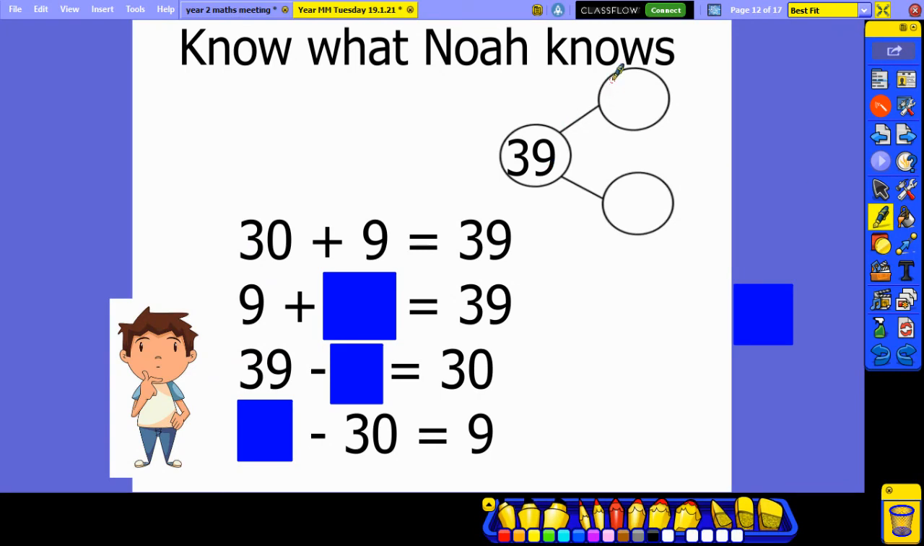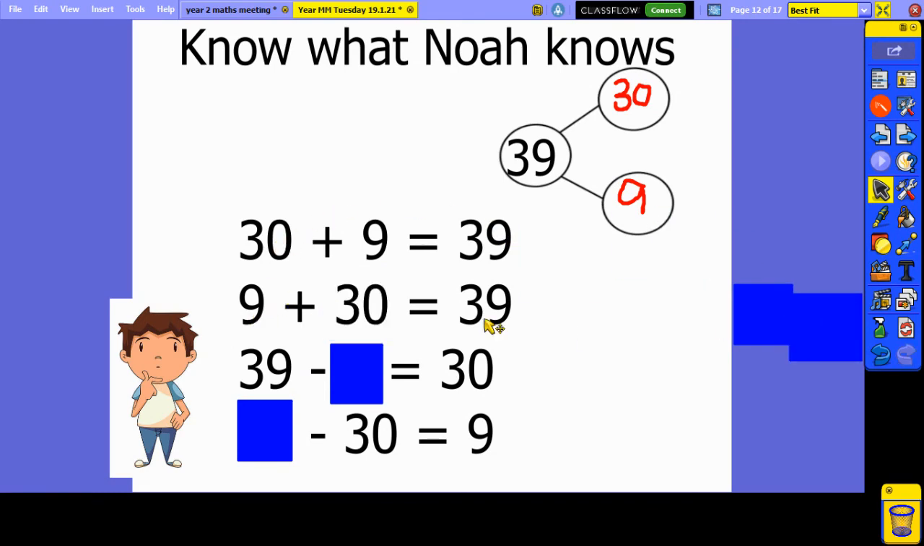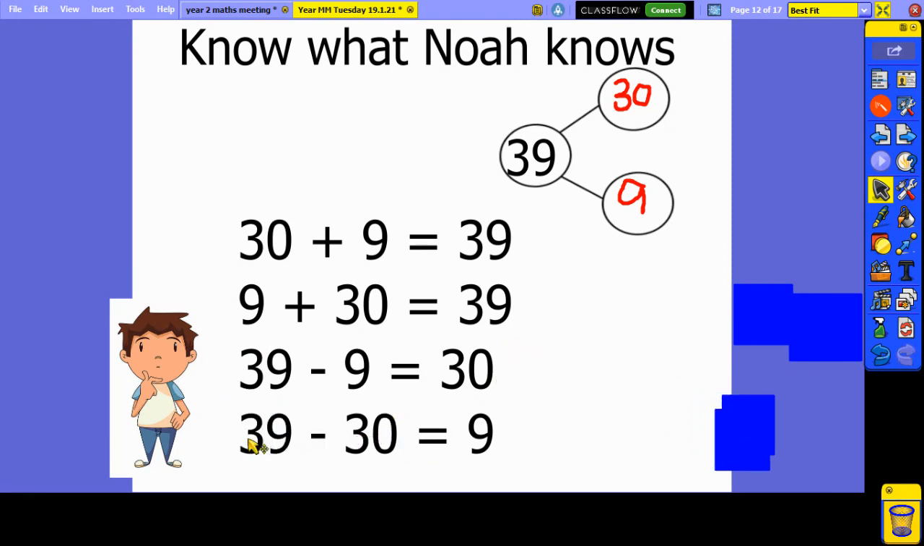Okay, 39 was my whole, 30 and 9 are my parts. If I know 30 plus 9 is 39, then I know 9 plus 30 equals 39. If I know 9 plus 30 equals 39, then I know 39 subtract 9 is equal to 30. And I know that 39 subtract 30 is equal to 9. Remember, when we're subtracting, we're always starting with the whole.